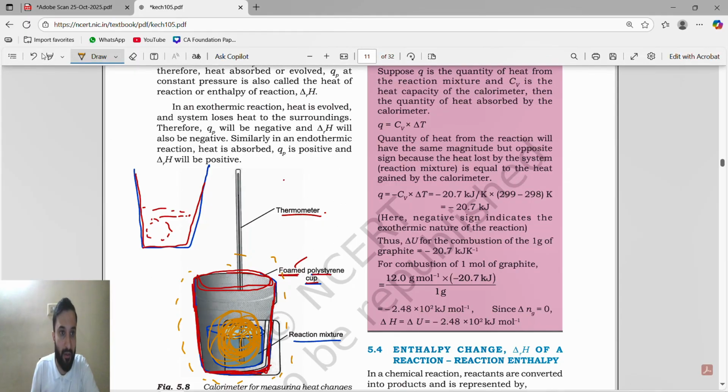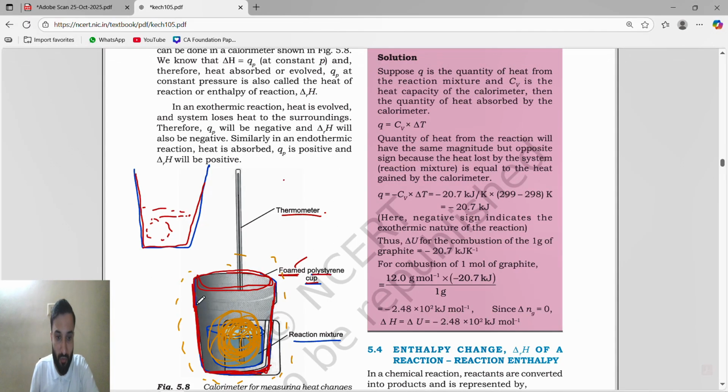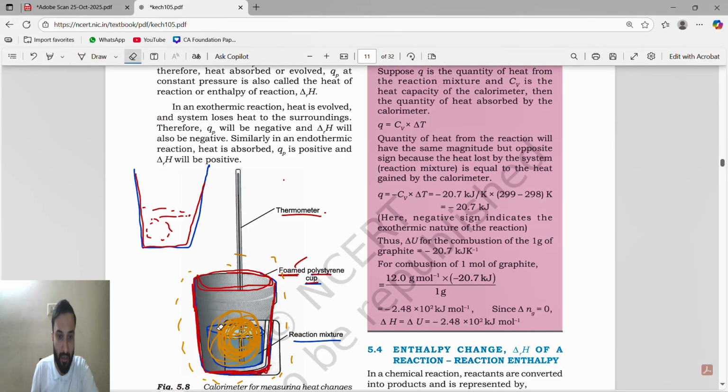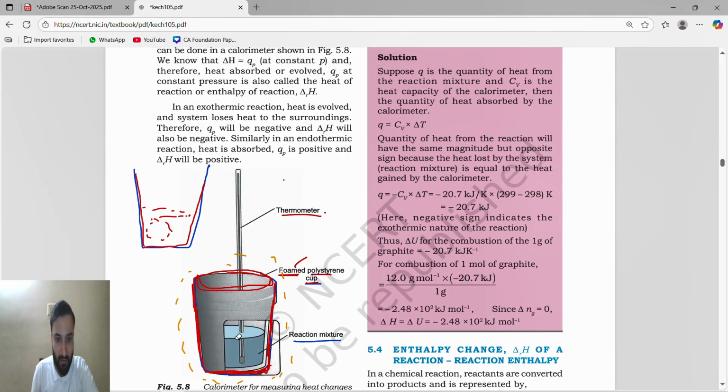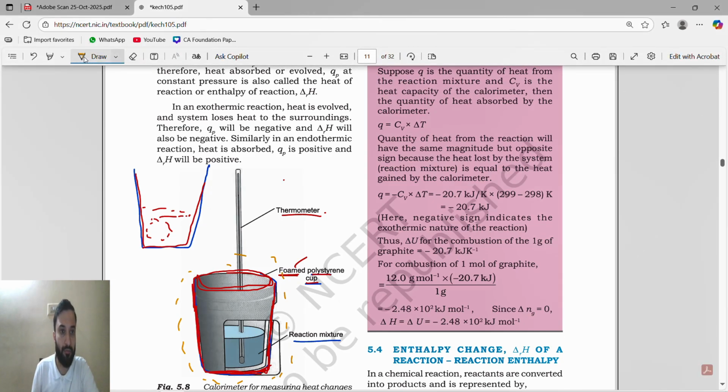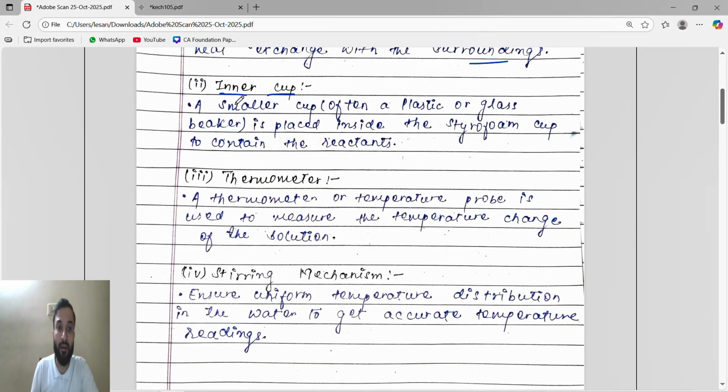There are two cups. First is the outside foamed polystyrene cup, or styrofoam cup, which is the thermal insulator. Inside this we have one more. I had drawn blue color outside and red color for the inside cup. So the inner cup is a smaller cup, placed inside the styrofoam cup to contain the reactants.